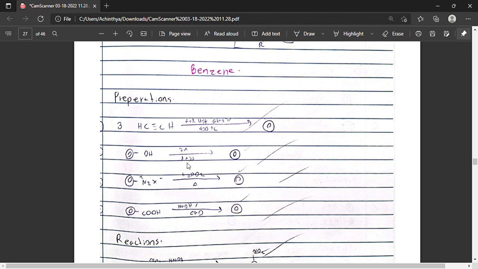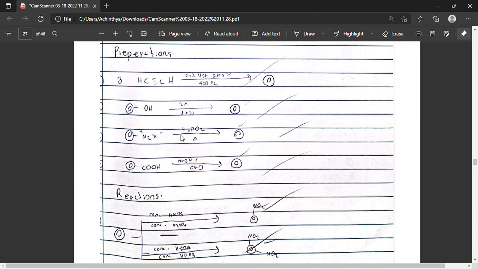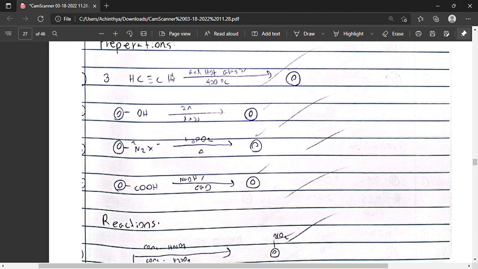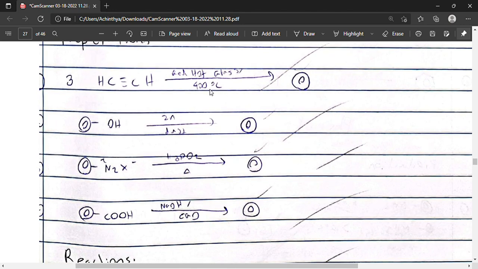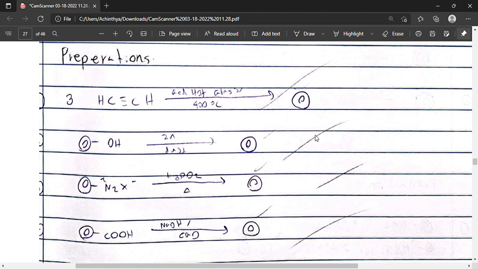Let's now talk about the chemistry of benzene. We can prepare benzene in many ways. We can take acetylene, and if you were to pass it through red hot glass at 400 degrees Celsius, it will produce benzene.